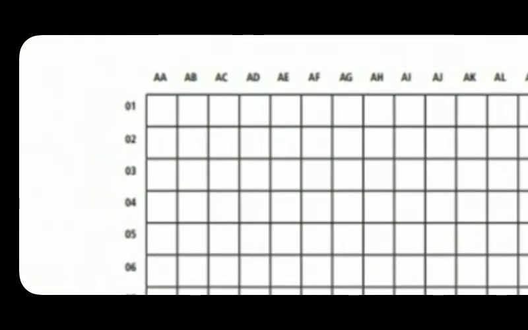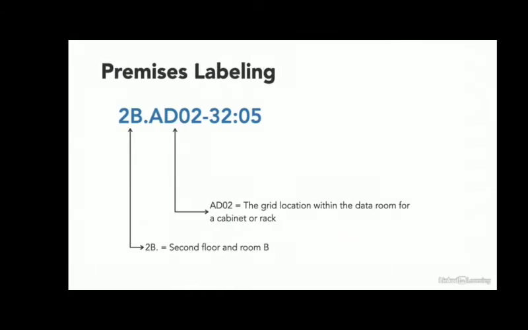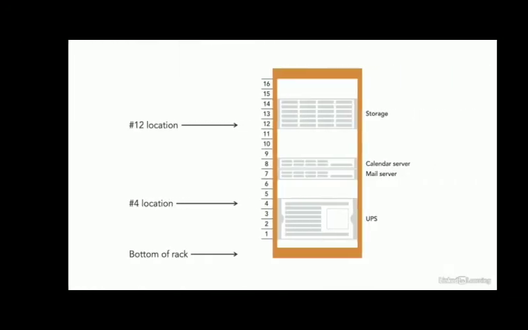So the AD02 is located up here, AD on the X axis and 02 on the Y axis. You can find your located rack. So the 32 is the location inside the rack.